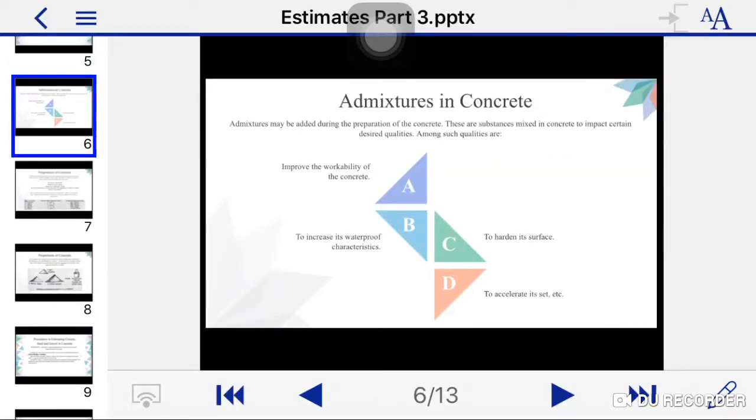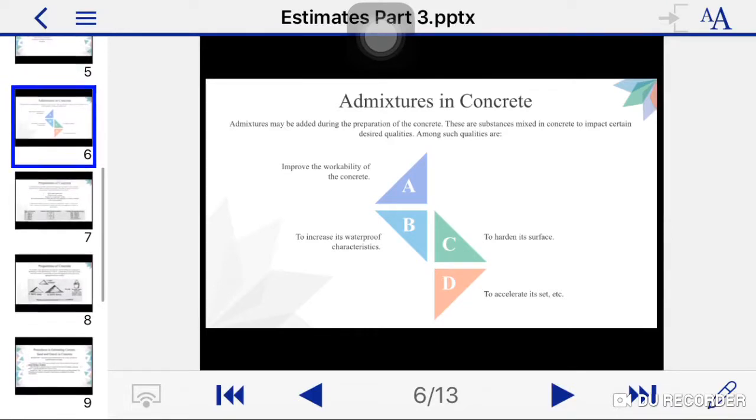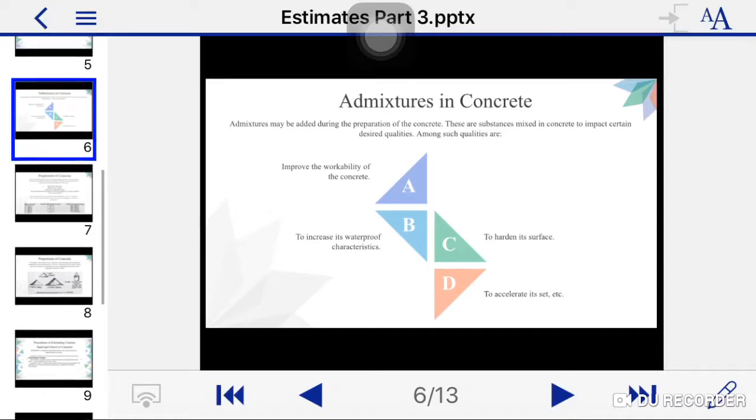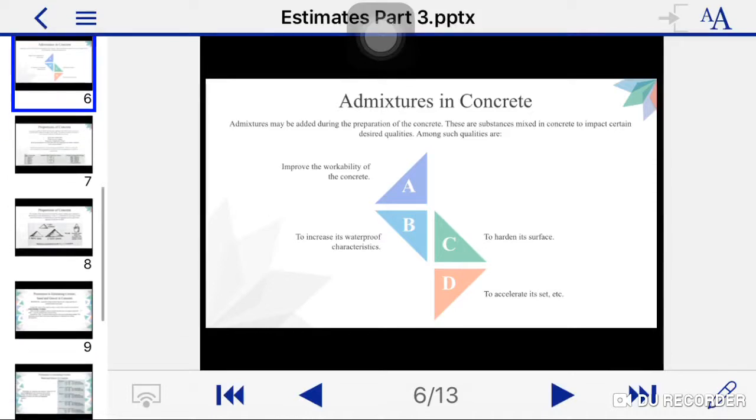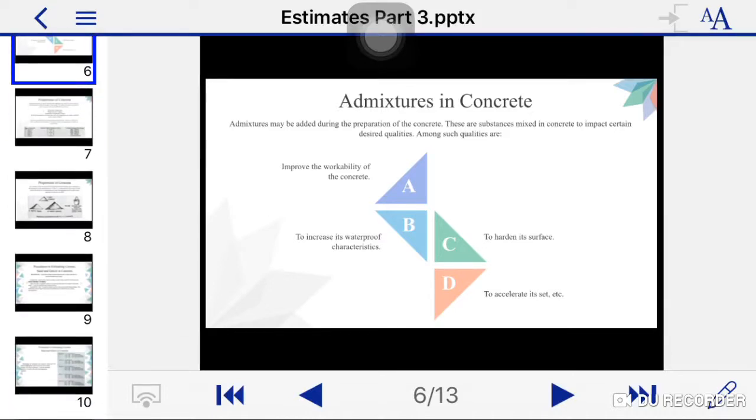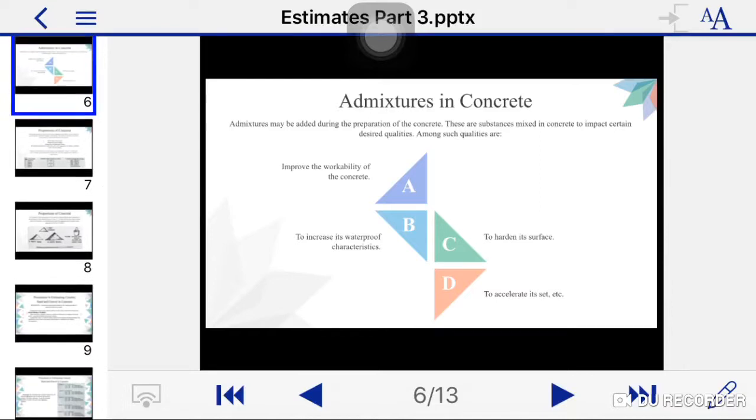Next, what are the admixtures in concrete? First, we define the admixtures. Admixtures may be added during the preparation of the concrete. These are substances mixed in concrete to impart certain desired qualities. Among such qualities are to improve the workability of the concrete, to increase its waterproof characteristic, to harden its surface, to accelerate its setting time, and so on. So that's all for the admixtures in concrete.